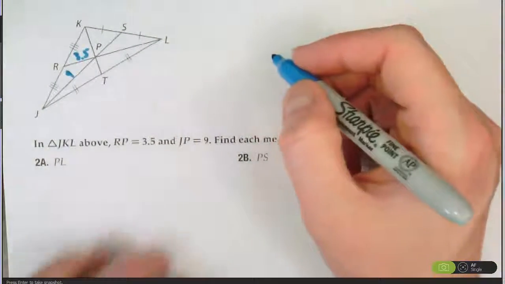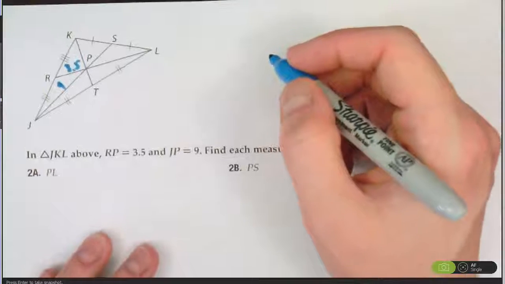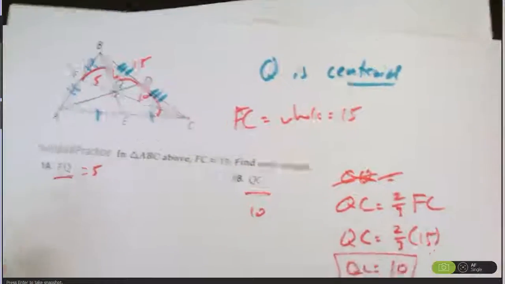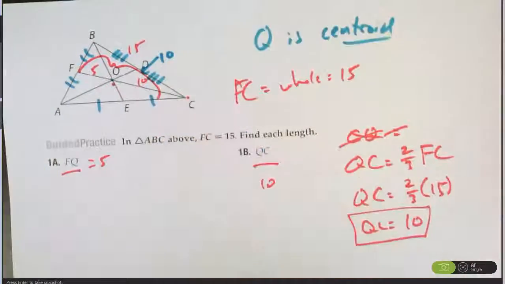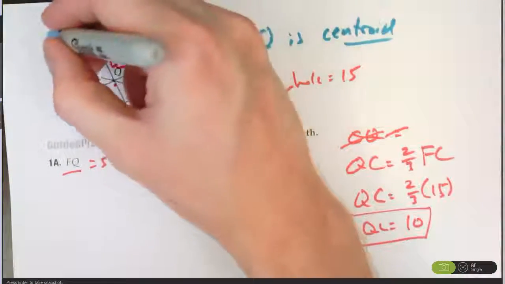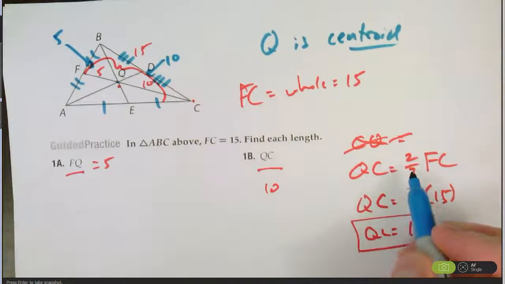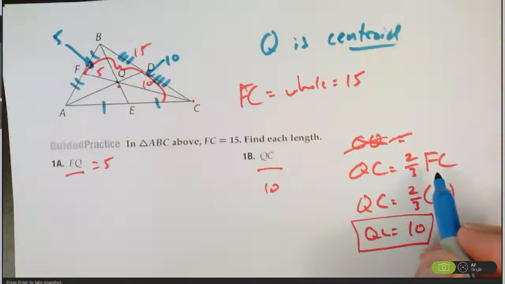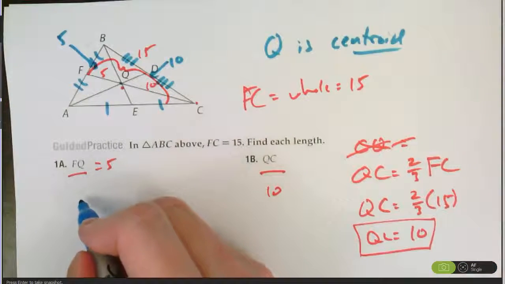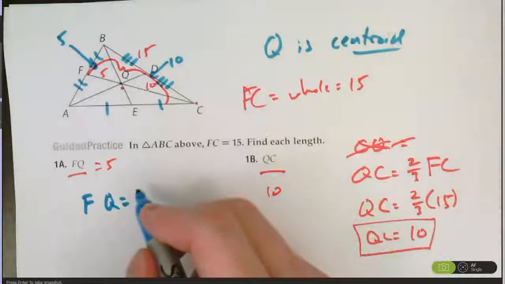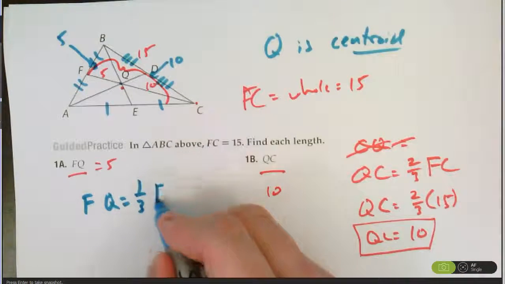Now here's the deal. I didn't mention this in the last slide, but I thought I'd save it for here. I'll go back to this real quick. So in the last one, QC was 10. FQ was 5. Now, QC is also 2/3 of FC. And that means then that FQ must be the leftover. Well, if it's 2/3 of FC, FQ has to be 1/3 of FC.